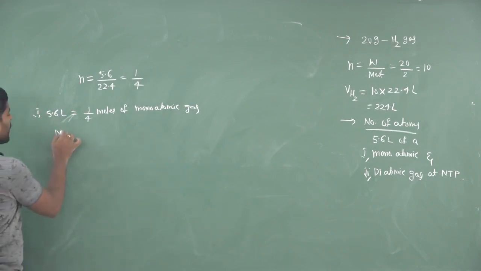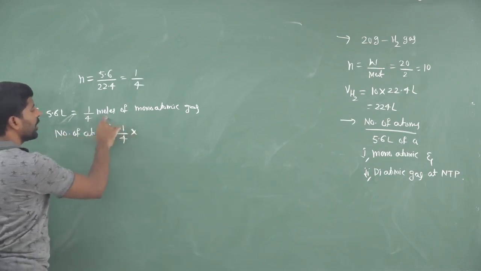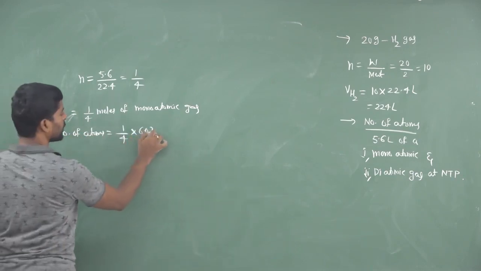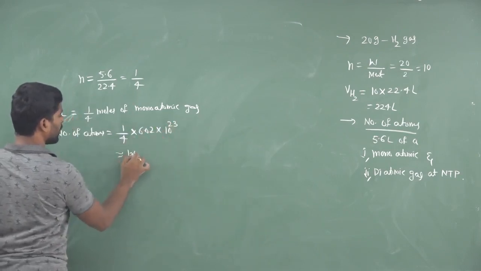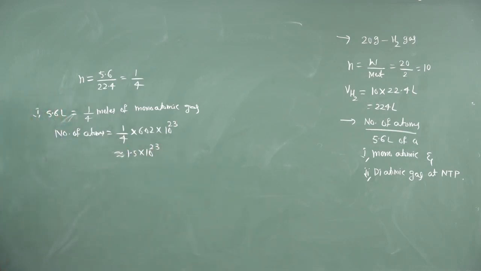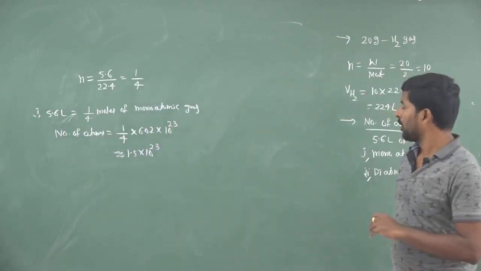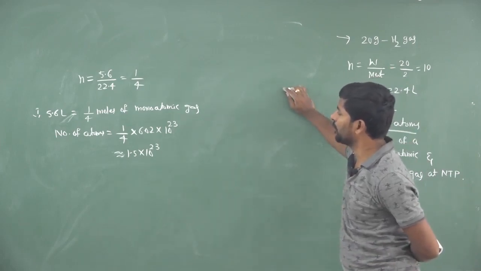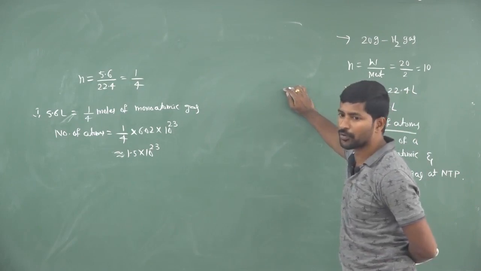That means what about number of atoms? 1 by 4 into, each mole contains how many atoms? Avogadro number of atoms, 6.02 into 10 power 23. So nearly we get 6 by 4, 1.5 into 10 power 23. That is the number of atoms present. Each 1 mole of gas possesses Avogadro number of atoms. So 1 by 4 moles possess 1.5 into 10 power 23 number of atoms.